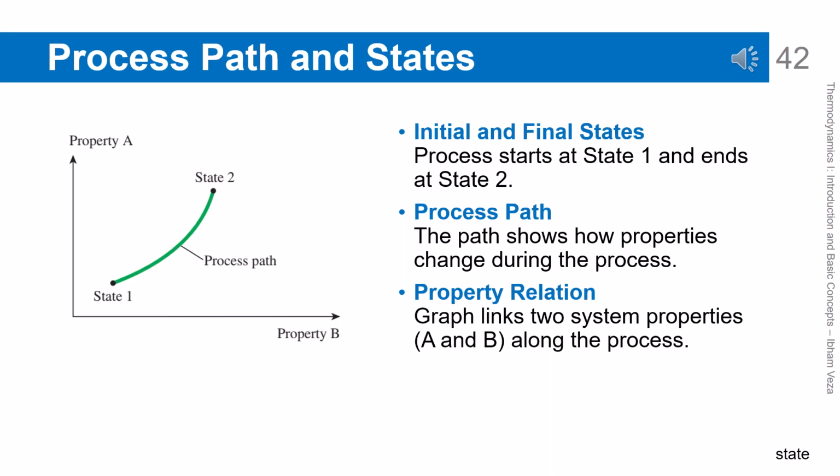Process path and states. A process describes the change of a system from an initial state to a final state. The process path shows how the system properties change during the process. On a property diagram, this path connects state 1 and state 2. The shape of the path provides information about how the process occurs. This concept is important to distinguish different processes, even if the initial and final states are the same.